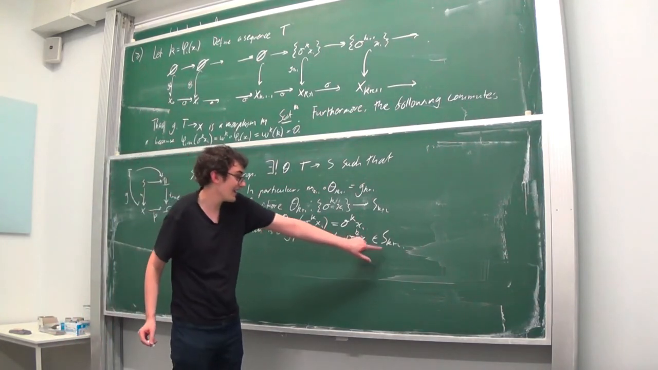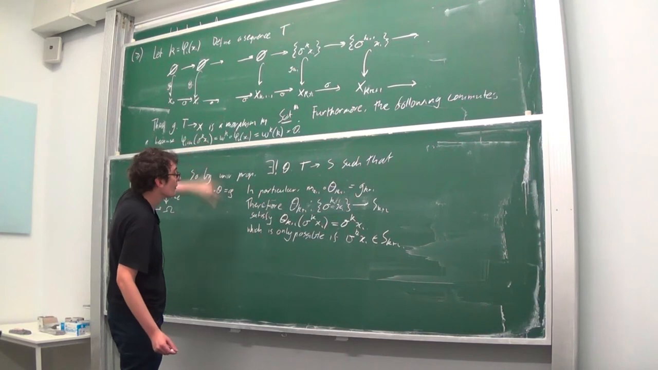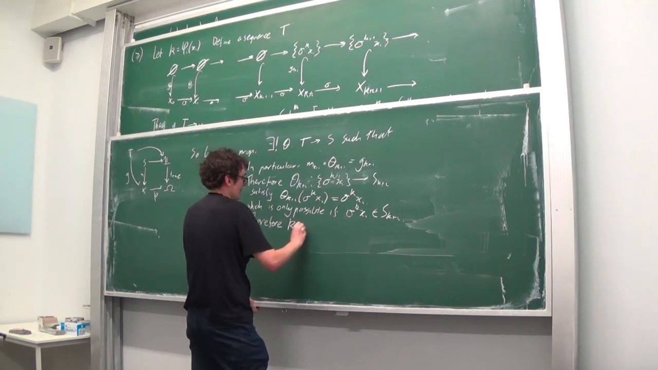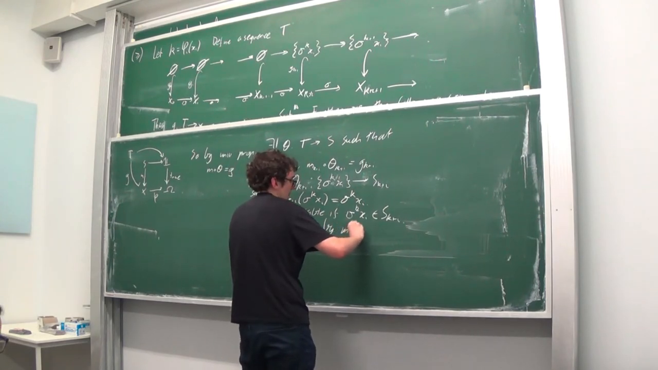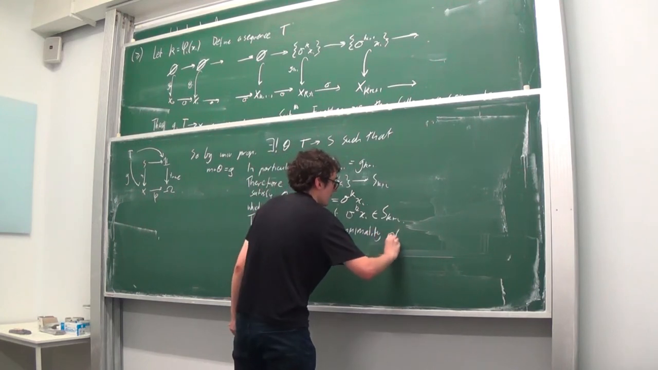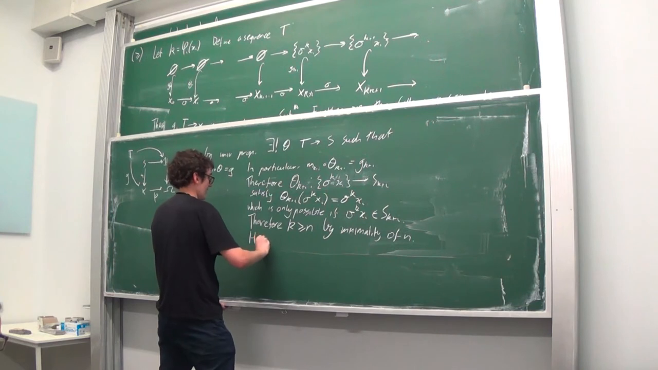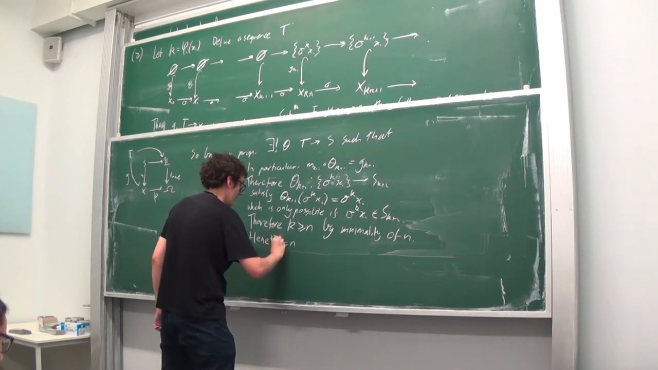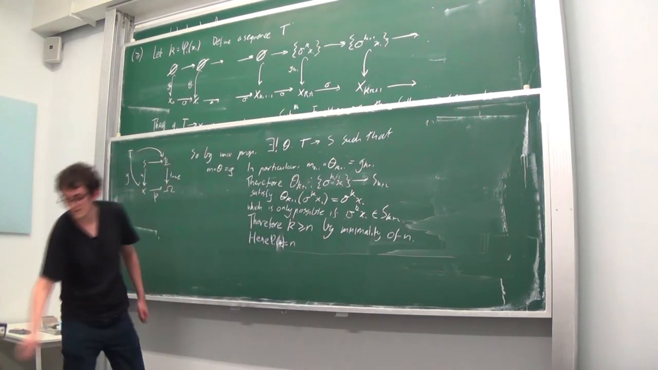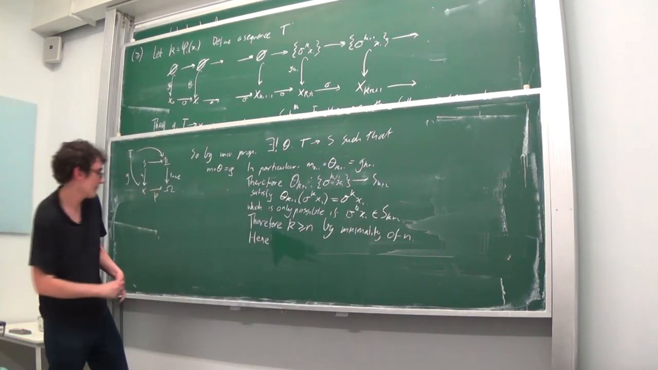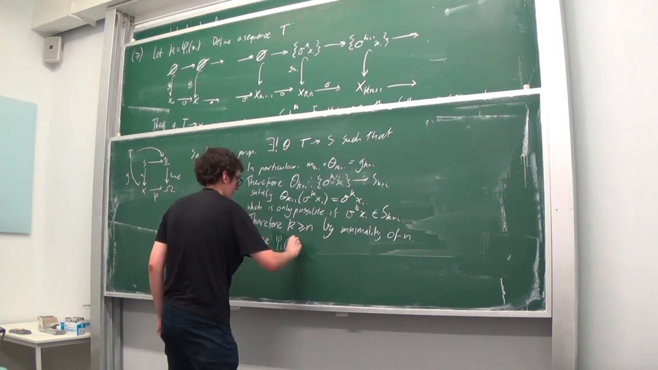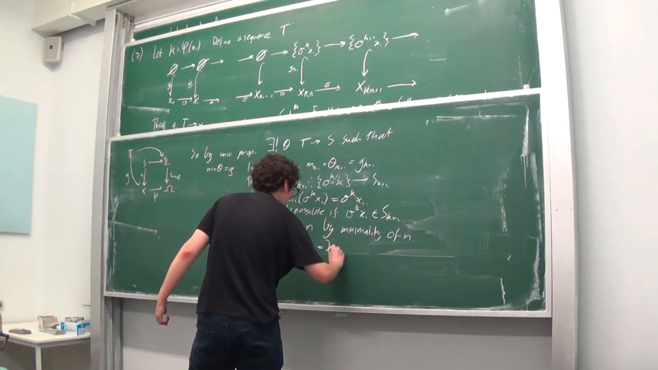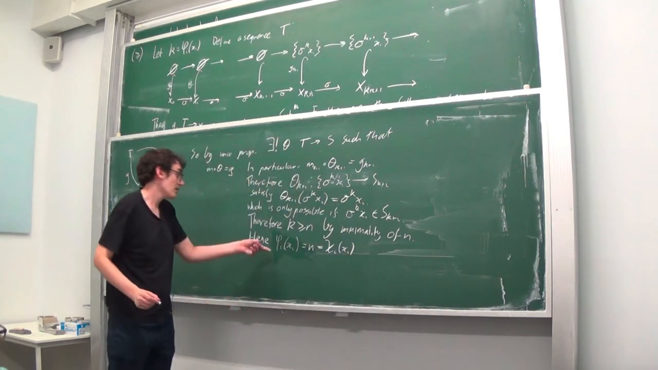But if sigma of the k xi is in S k plus I, then by the minimality condition, which I think was on this board before, k must be greater than or equal to n by minimality. Hence, k equals n. Actually, this is not even right k. Let's just write phi I xi. So phi I xi is equal to n, and that's exactly what the value of chi is. So we're done. We've shown that phi I is equal to chi.